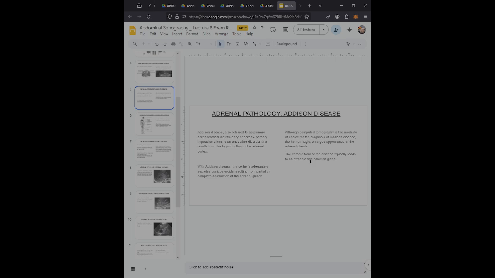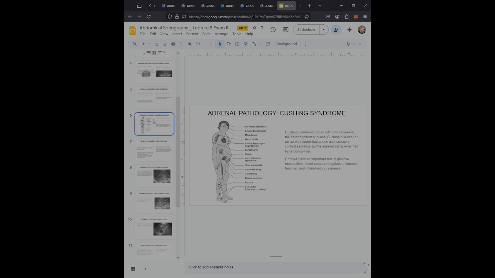Sonographically, in Addison's disease, we see enlarged adrenal glands during the acute stages of the disease, and we can see atrophic or calcified glands in the chronic stage. Cushing's syndrome can result from a tumor in the anterior pituitary gland, or a tumor in the adrenal gland itself.